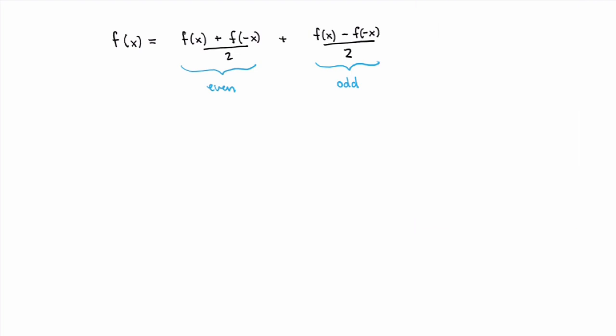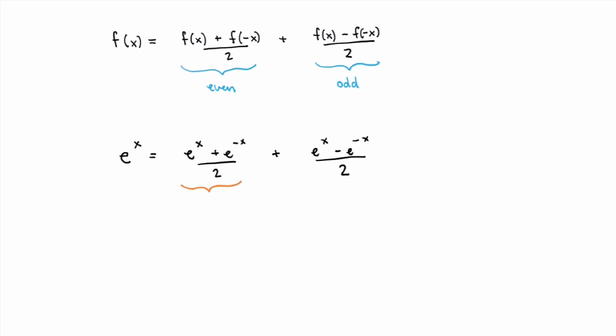Now let's apply that to our favorite function, the exponential. So if I take e to the x and use this process here, I'll get first an even function, which is the even part of the exponential, and an odd function. And these two expressions turned out to be very important and very useful, and they appear in a lot of places, so they're given their own name.